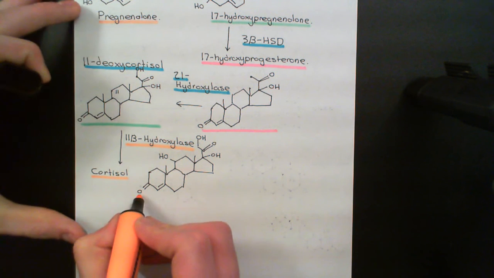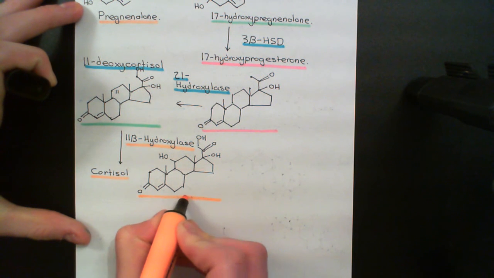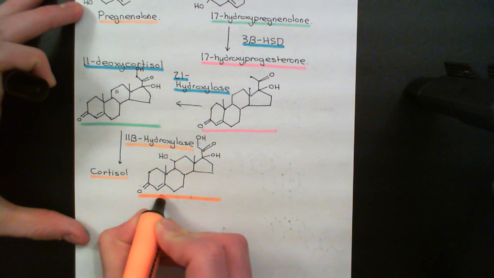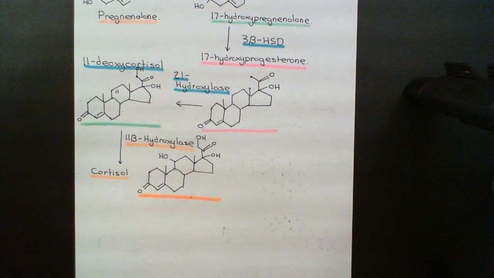That is the final structure then of the steroid hormone that is cortisol, the glucocorticoid produced and released by the zona fasciculata. And I have now shown you the synthetic pathway by which you convert cholesterol into cortisol.